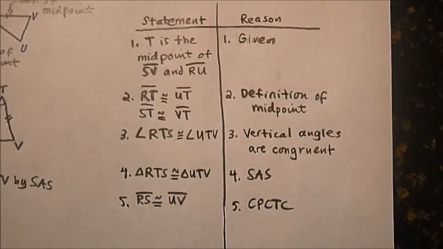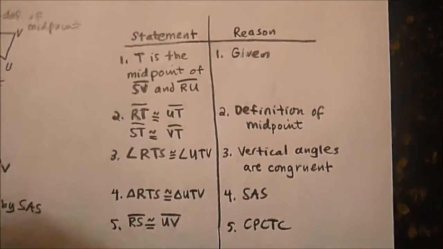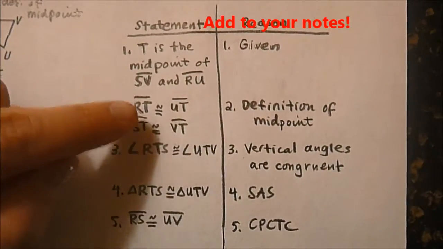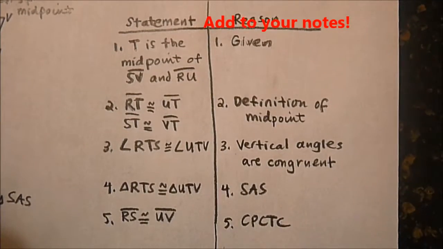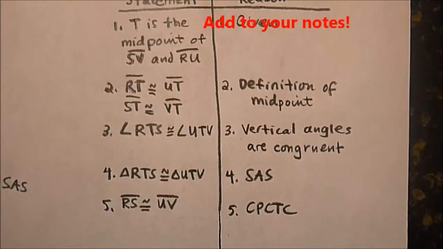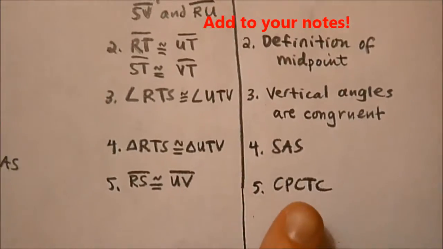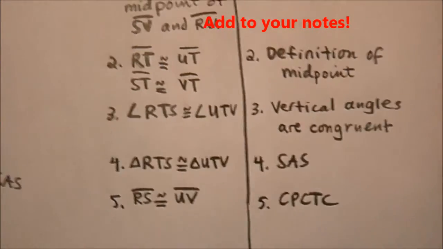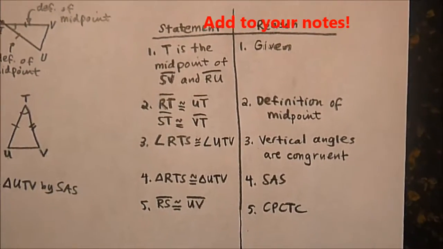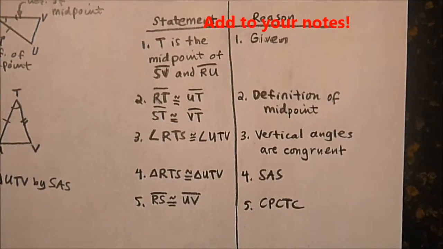Here's my exemplar proof. I have my givens listed out. Notice that I listed definition of midpoint only one time and put both pieces of information under the same statement. That is fine, or you can separate it out. I have my vertical angles. Triangles are congruent by SAS, and notice that I just went straight to the abbreviation here of CPCTC. That's fine. Please add anything that you did not have to your work in your grading pen.